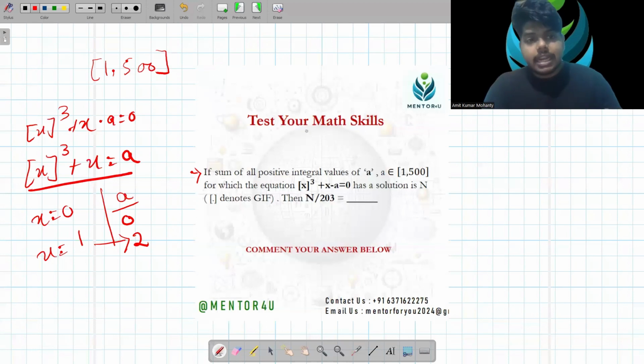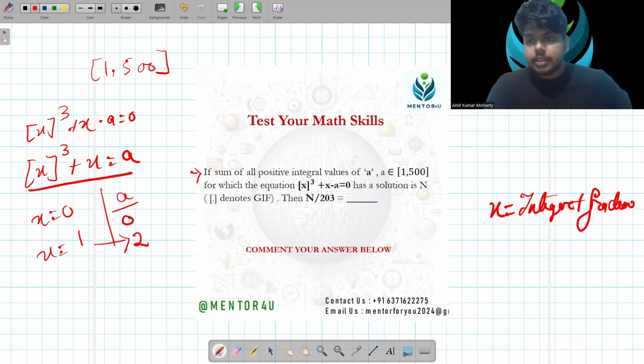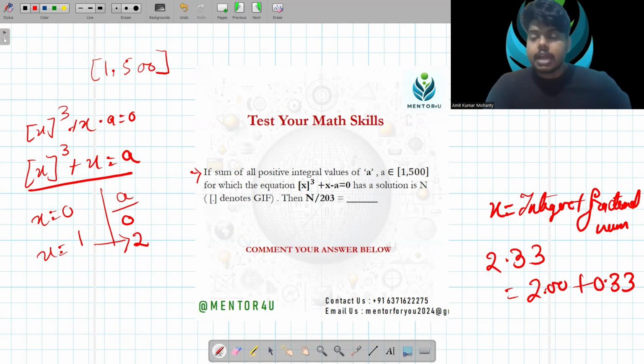So before writing greatest integer of x cube plus x, we can write the greatest integer function as what? Yes, every number x can be written in the form of an integer number plus what? Fractional number. Correct? Let's go through some examples. Let's say 2.33 can be expressed as integer part 2.00 and fractional part 0.33. Correct? Now if I write 3.00, in this situation also the integral part is 3.00 and the fractional part is 0.00. Clear?